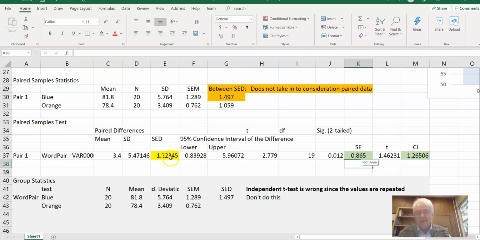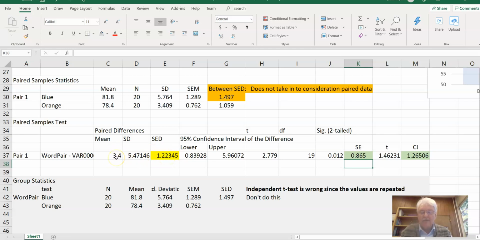It's 1.22345. That's the point. This is a smaller number when we have a paired t-test than when we use the means. So in a paired t-test, when they give you the mean and standard deviation and standard error, they're giving you the means and standard deviation and standard error of the individual colors, not the difference between the colors, which is what this is. This is the difference between them.